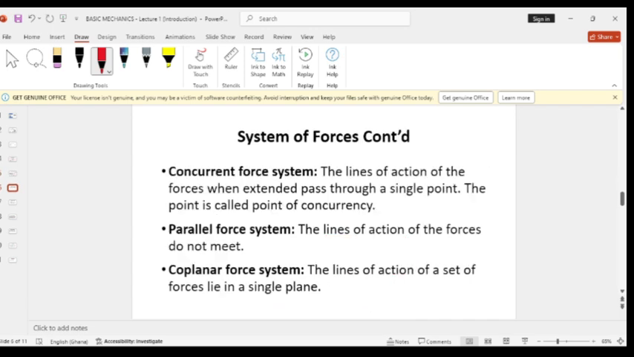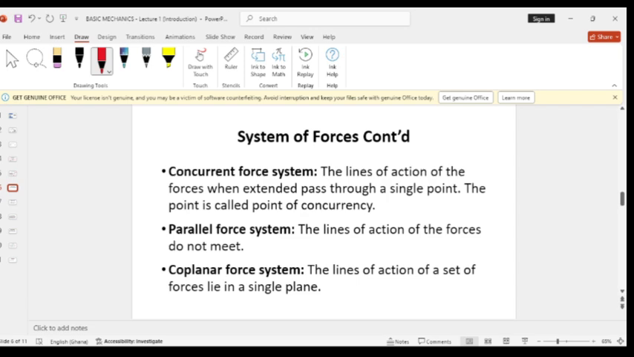The next type we talk about is the concurrent force system. In a concurrent force system, the lines of action of the forces, when extended, pass through a single point. The point is called the point of concurrency.